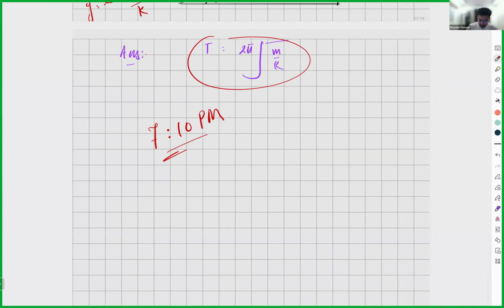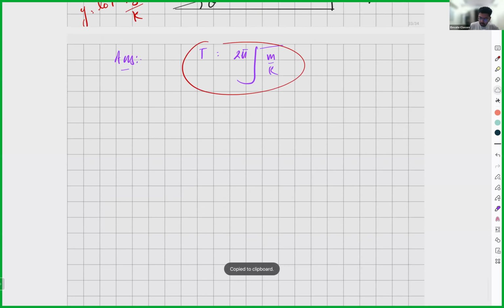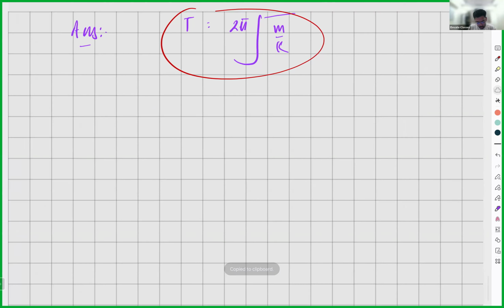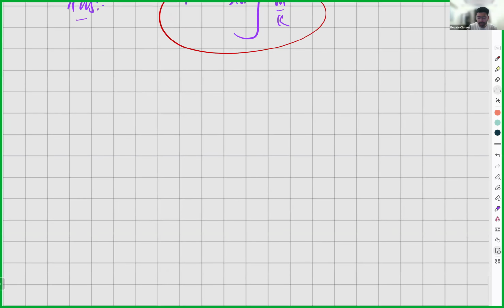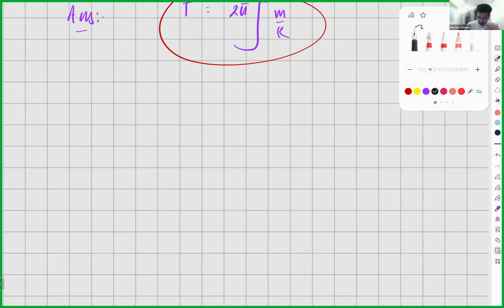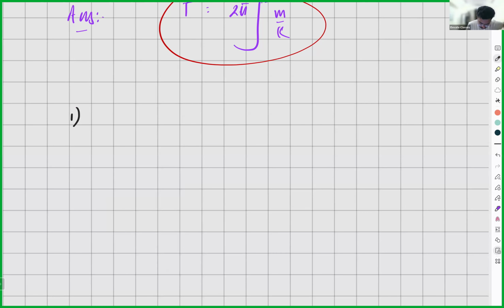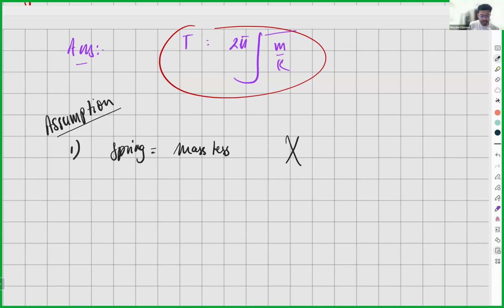Okay, so let us resume. Now let us think about two types of cases which bring practicality to our system. So the first assumption that we made was that the spring was massless, right? Which is actually not.